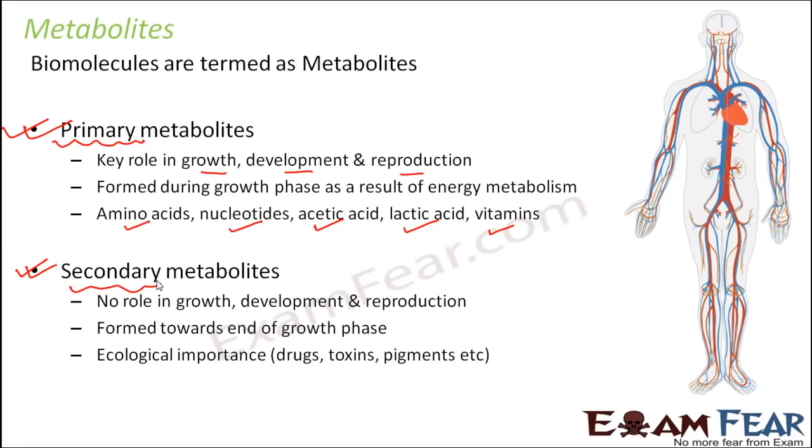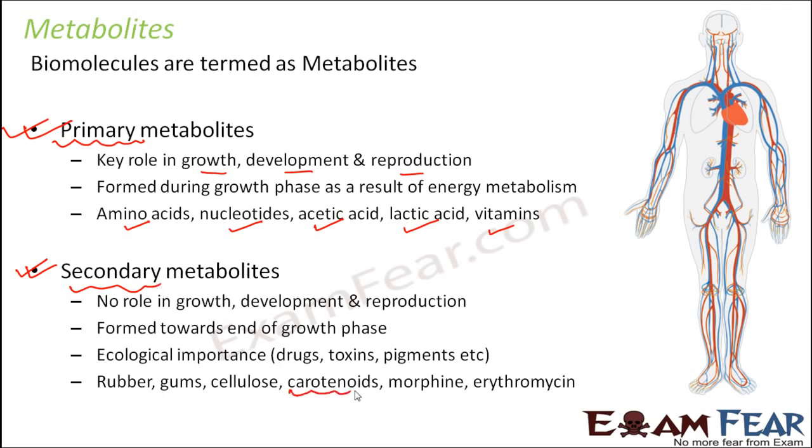For example, they are used in producing drugs, toxins, pigments, etc. When you talk about pigments like carotenoids, or drugs like erythromycin, all these things are produced from secondary metabolites. Let us look at some examples: rubber, gums, cellulose, carotenoids, morphine, erythromycin. Now you all know that all these things are also important. For example, carotenoid is a pigment because of which the orange, red, yellow colors which you see in a plant, like the color of the fruits and the flowers, are present. So this pigment is of significance, and this is a secondary metabolite.